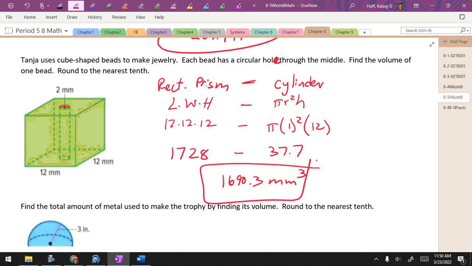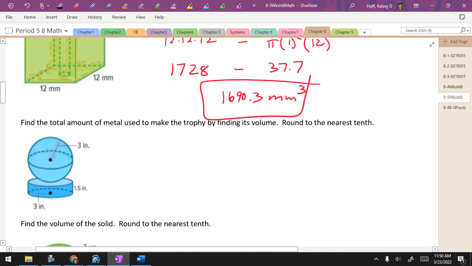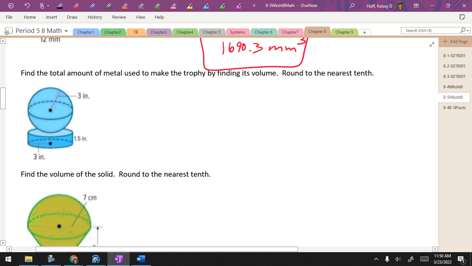Again, if you don't know these formulas, this is really hard, agreed? But if you're filling in numbers, not so bad. Try this one on your own. Find the total amount of metal used to make the trophy by finding its volume.